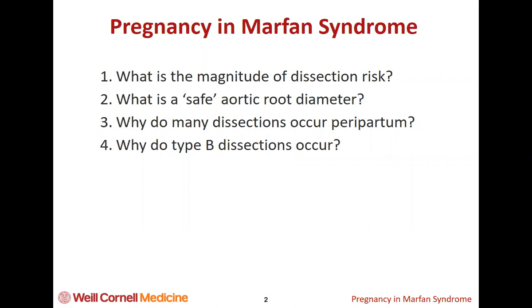What is the magnitude of dissection risk? What is a safe aortic root diameter? Why do many dissections occur peripartum? And why do type B dissections occur?